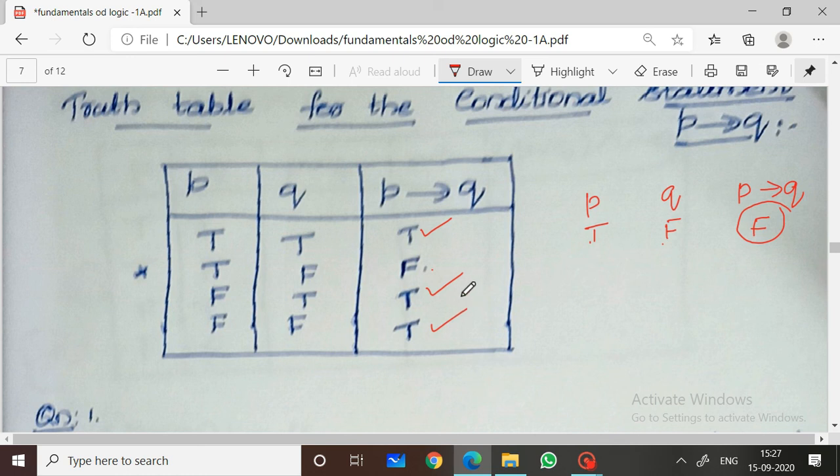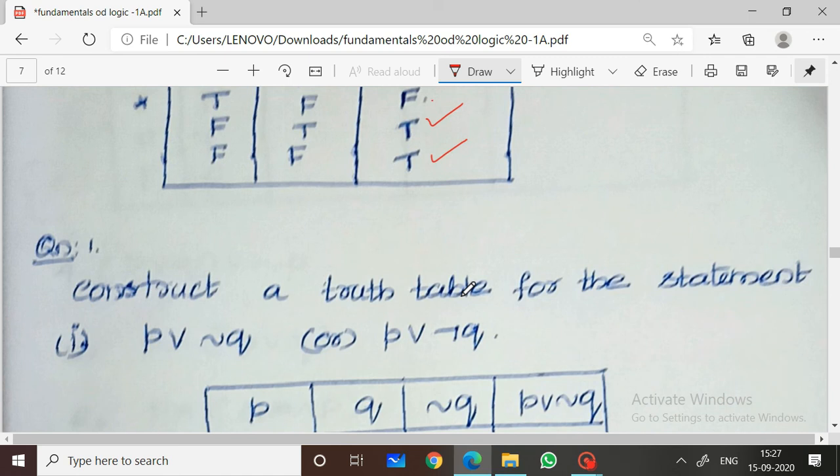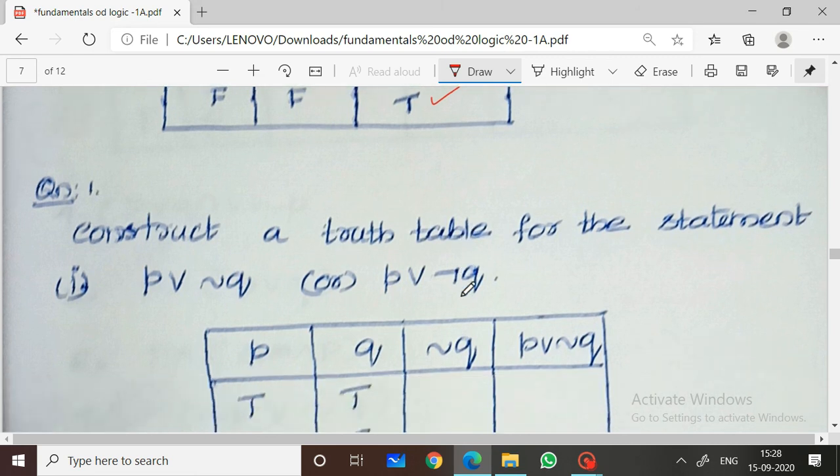Is it clear? Now let us have a statement. So let us construct a truth table. First of all, let us do some simple problems based on this. So how to construct a truth table? Construct a truth table for the statement P or negation Q. The same statement you can write like this, or you can write it in this format also. Two notations I have given here.